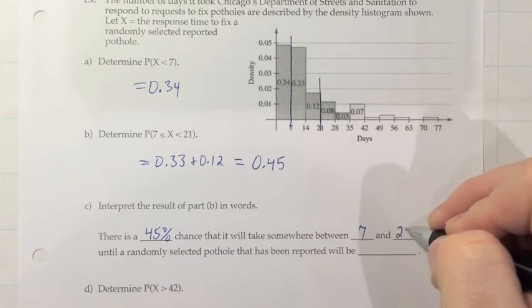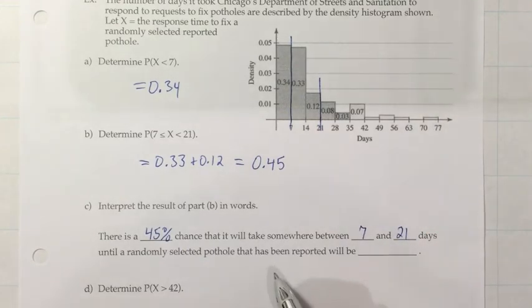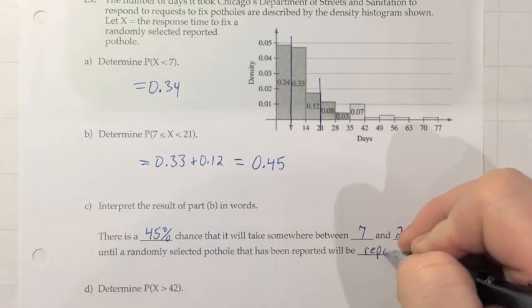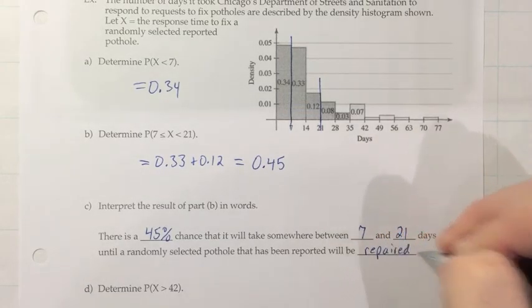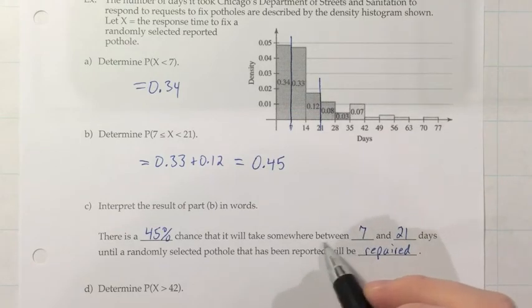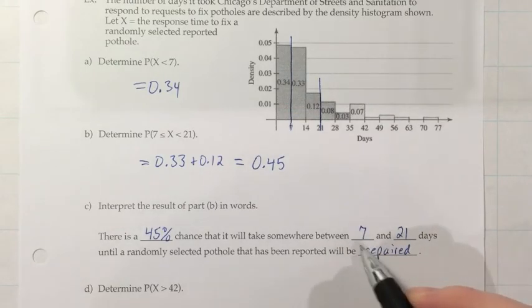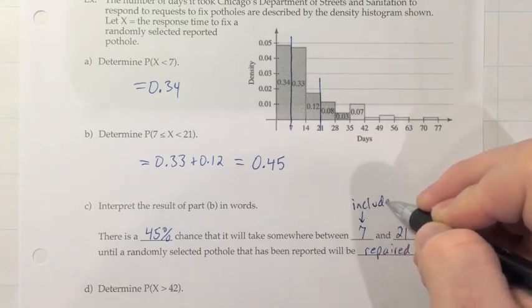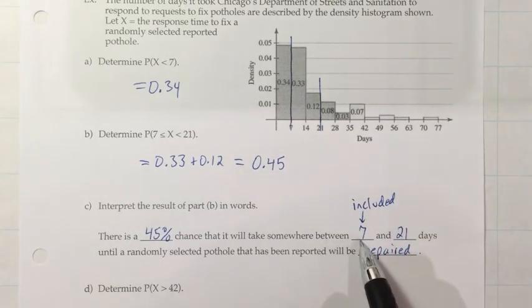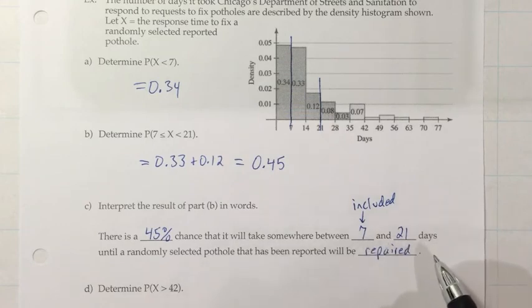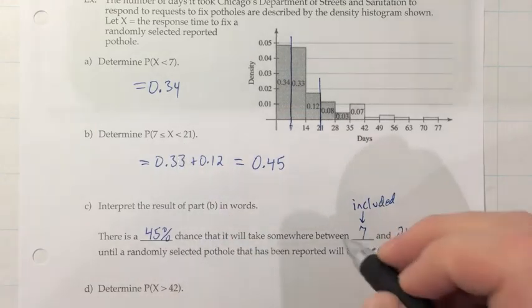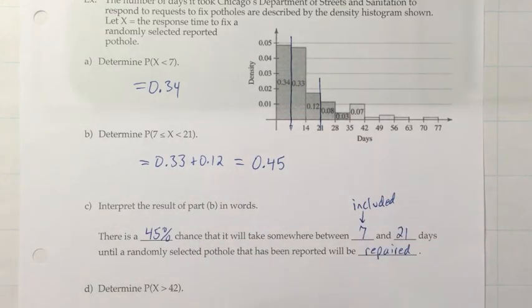and 21 days until a randomly selected pothole that has been reported will be fixed, repaired, whichever word you want to use there. I guess cleaning this up a little, between 7 and 21 would not include the 7, so we should point out that this one is included. So from 7 to less than 21 days might be a little bit better way to say that, to match up with the "or equal" and the strictly "less than". So I don't know, why not? We can fix it right here.